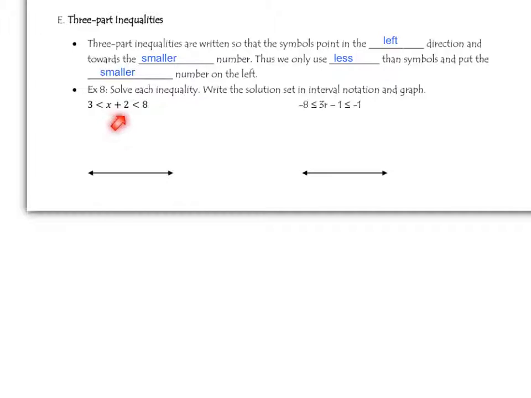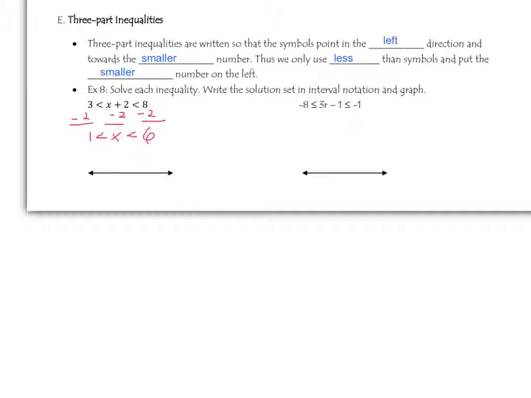We're going to subtract 2 from all three parts of that inequality. And that gives us 1 is less than x is less than 6. That's our simplified three-part inequality. So we can easily graph that.